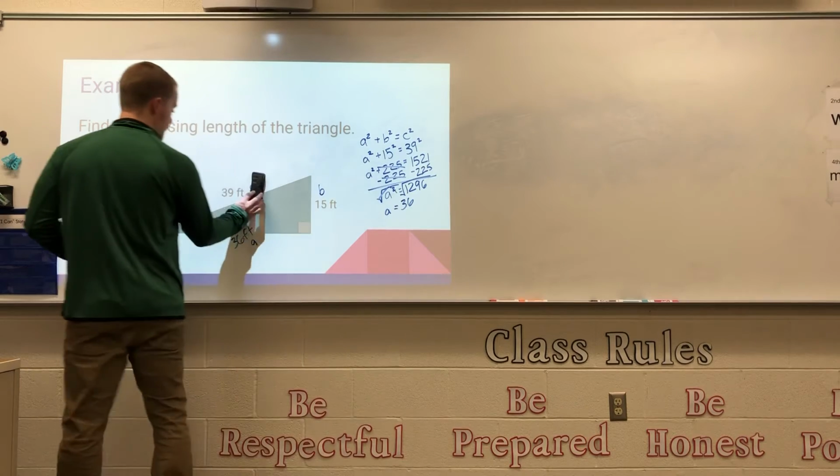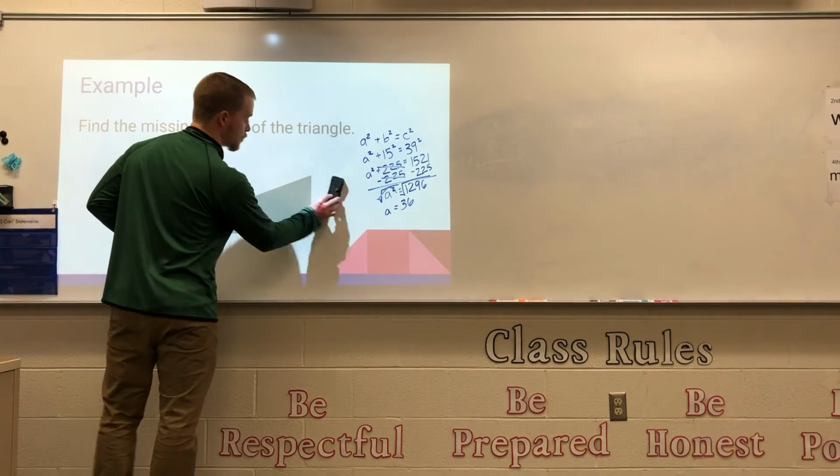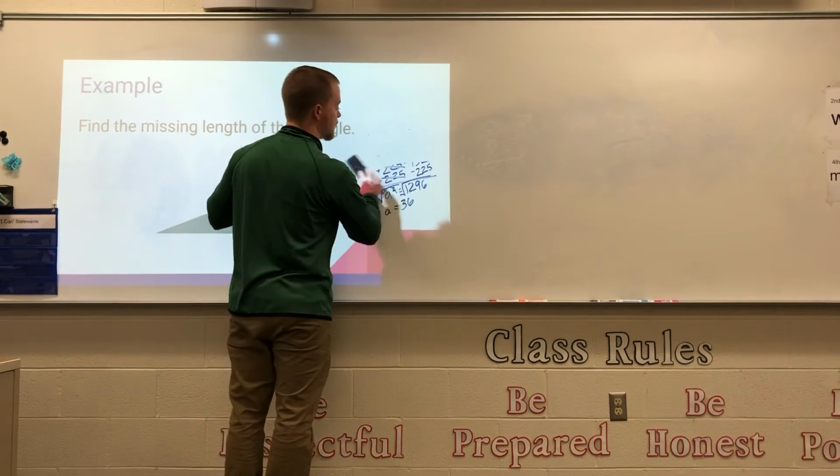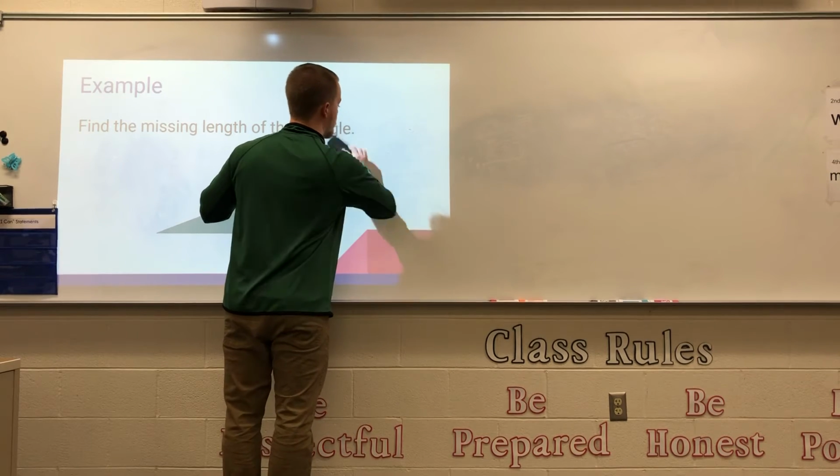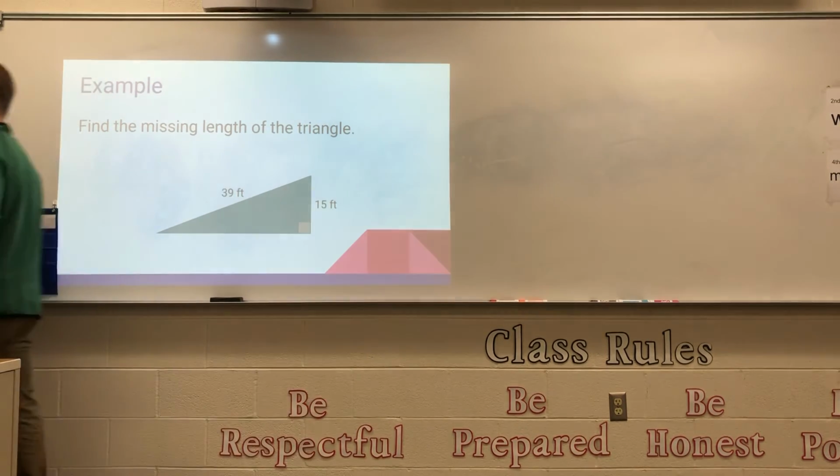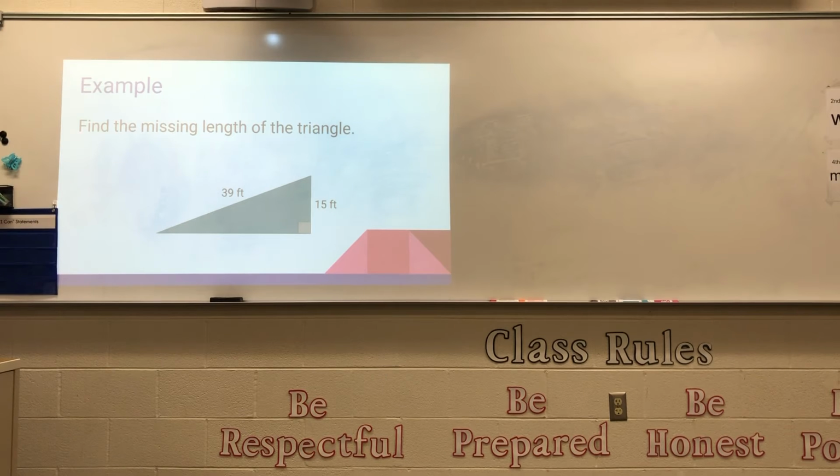Okay, so that is our missing side for that problem. So those are done the same way. We just have to make sure we plug into the correct spots in the Pythagorean Theorem, and then we're just solving for our missing variable. So we got one more.